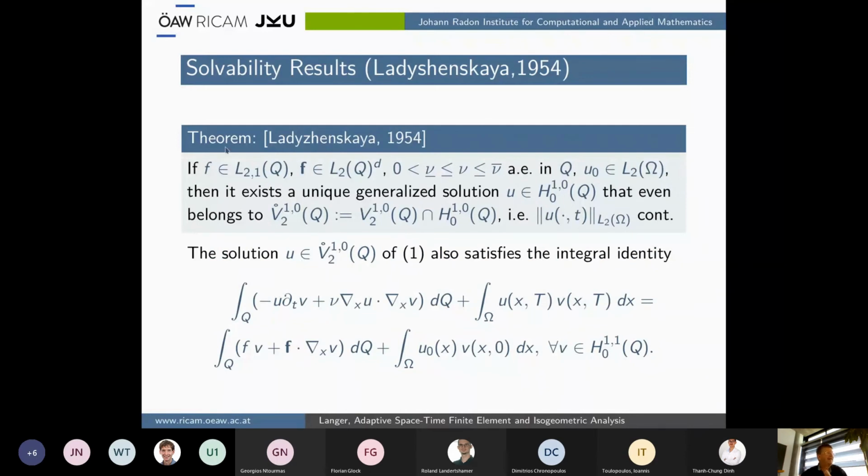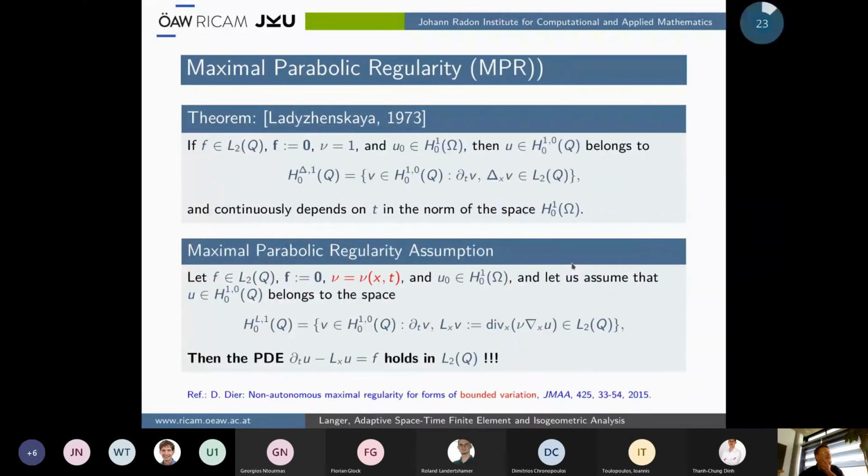But already Olga Ladyzhenskaya from St. Petersburg, and I made my PhD in St. Petersburg, showed existence and uniqueness and some additional results for this variational formulation. So we have existence and uniqueness, and we know some smoothness in t. If you take the L2 norm of a function over Omega, then it's continuous in t. This is very important.